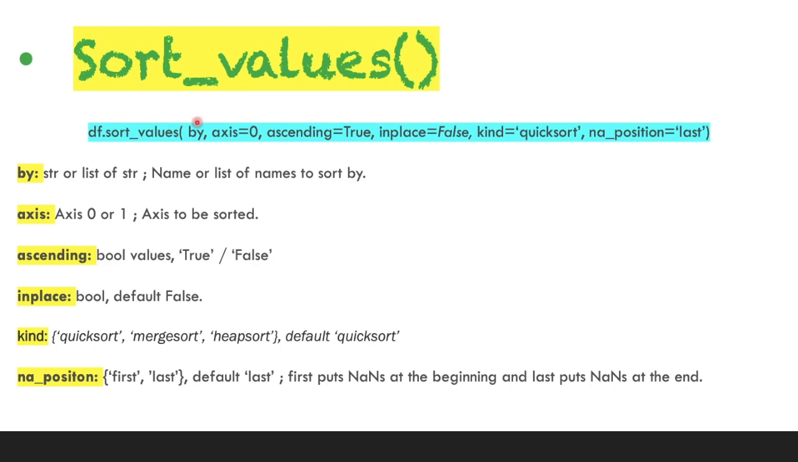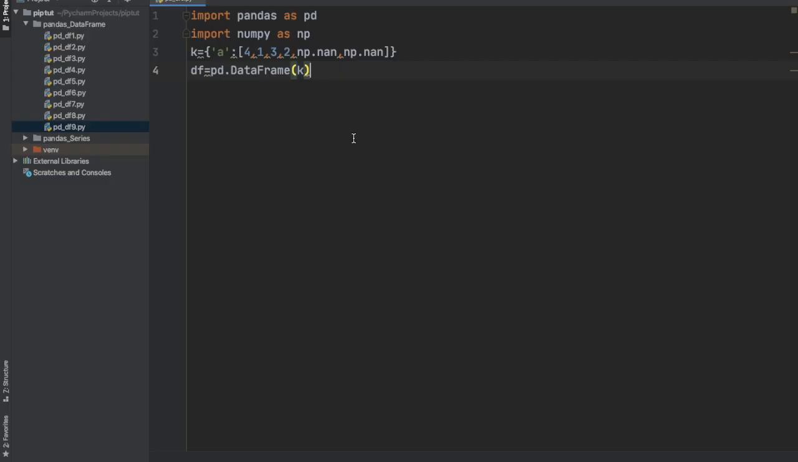Now let us try to understand sort_values with an example. In this example, as you can see, I have imported two modules, one is Pandas and one is NumPy. I have created a data frame which has a column A. I have created a dictionary element, and this is the key of the dictionary, which is A, and these are the values of this particular key. I have assigned this dictionary to the data frame. So we have created a data frame with a single column, that is A.